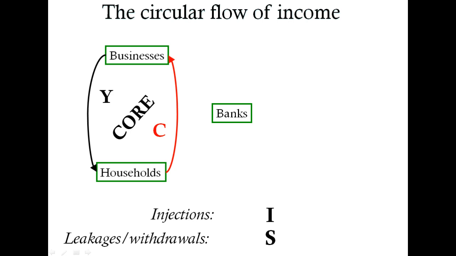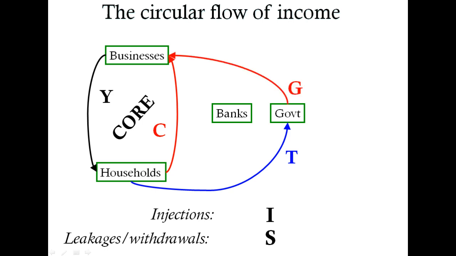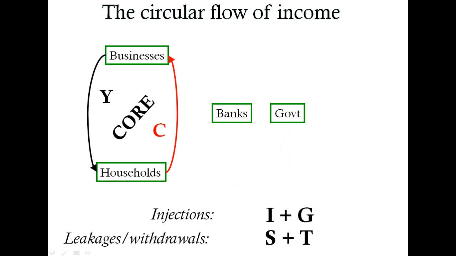But surely these are not the only things that can happen to income. Some of the household's income will be taken in tax by the government. And the government will inject that money back into the core in the form of expenditure on various kinds of goods and services that are produced by businesses. So we have a leakage out, taxation, and an injection back in, government expenditure.